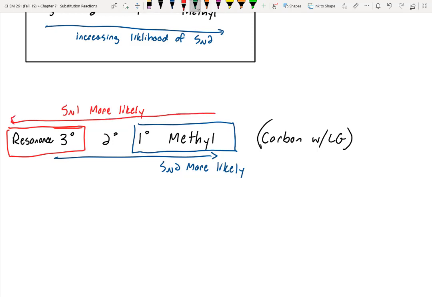So then the main question is, well, what about this one? What if we have a secondary carbon with the leaving group on there? Can do either. We're going to talk about tips and tricks for determining which one's more likely if you have a secondary carbon with a leaving group coming off of it. A lot of it doesn't depend on the carbon itself. Instead, what we have to look at is things like solvent or our nucleophile.